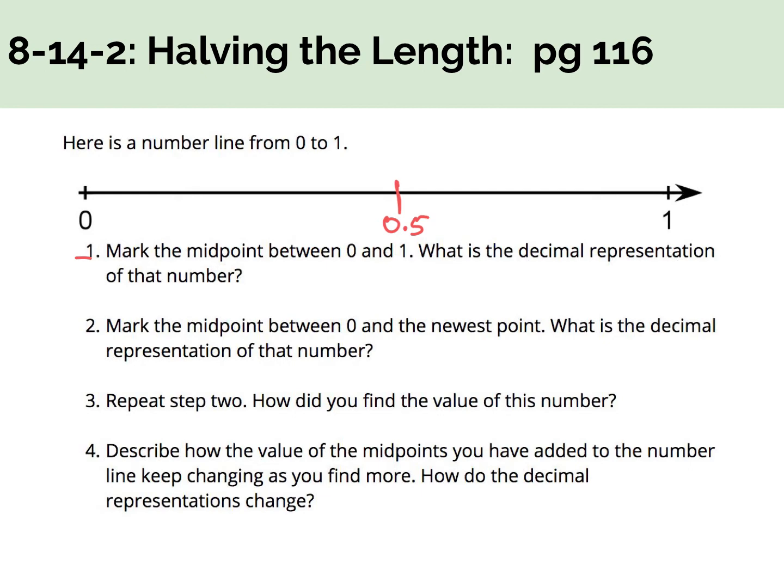Now I want to go ahead and do it again. So we're going to go ahead and mark the midpoint. So I'm going to take 0.5, divide it by 2, which is 0.25. And then let's go ahead and do it one more time. We're going to find another midpoint between 0 and 0.25. So we're going to take that 0.25, divide it by 2, and we're going to get 0.125.